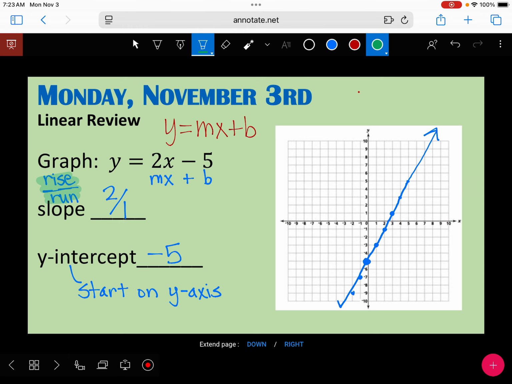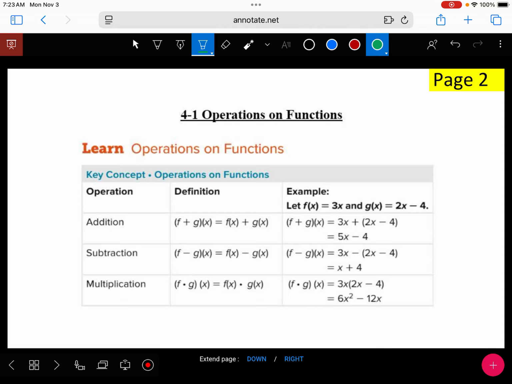All right, so let's move on to the first page in our notes. Page 2. And we're going to talk about operations on functions. Operations on functions. So that's what we're talking about today. Page 2 in your notes. So it's the packet with the purple front page.